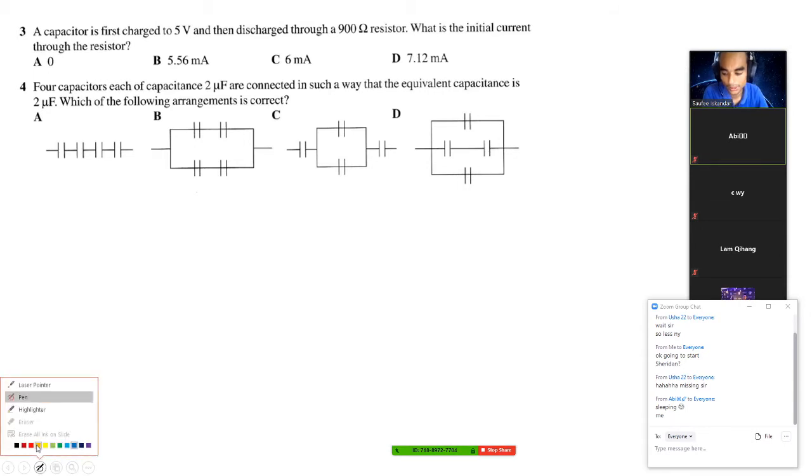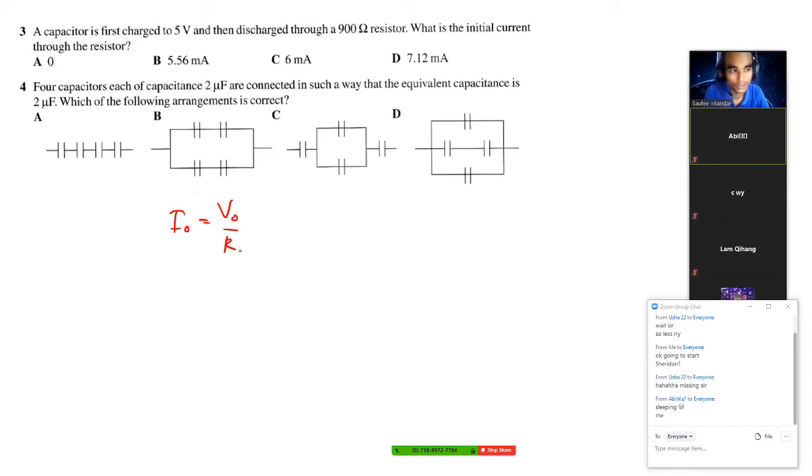Okay, the basic one is I naught equals V naught over R. We don't have any R naught, it doesn't exist. Okay, I naught equals V naught over R. So 5 volts given, divided by R which is 900 ohm. There you have 5.56 times 10 to the power of negative 3 ampere, or we can have 5.56 milliampere. So answer is B.